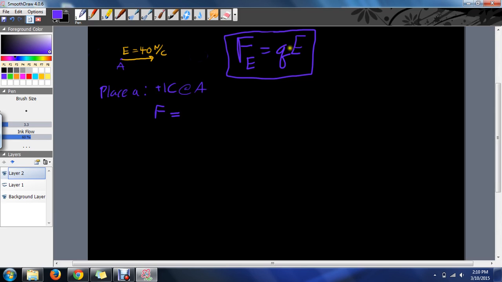So look how intimately field and force are related. It just depends on what charge is feeling the field. Super easy if it's 1 coulomb. Notice how the units work out perfectly. Coulombs times newtons per coulomb gives you newton. There is no special unit for electric field. It's simply force per charge, which is newtons per coulomb, and we have 40 newtons.